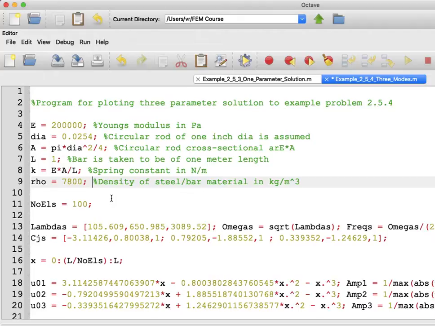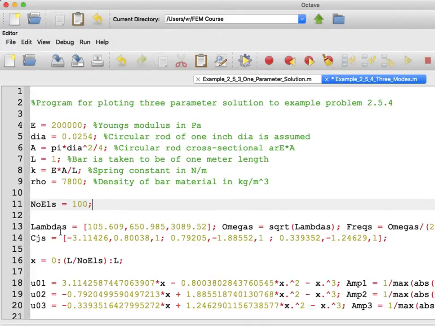These are the same set of values I have considered for Mathematica. If you want, you can change this and that. Now for doing the plotting, I am considering the number of elements as equal to 100. So I'm going to divide x into 100 increments for the purpose of plotting.